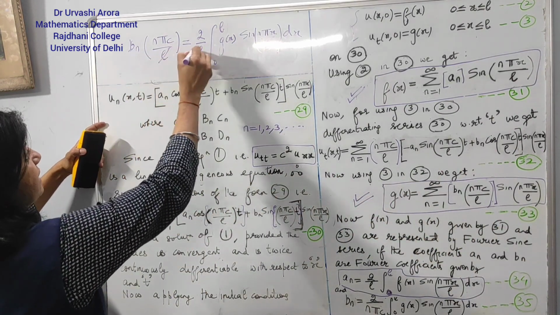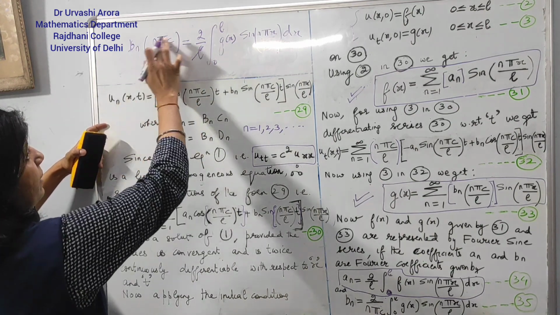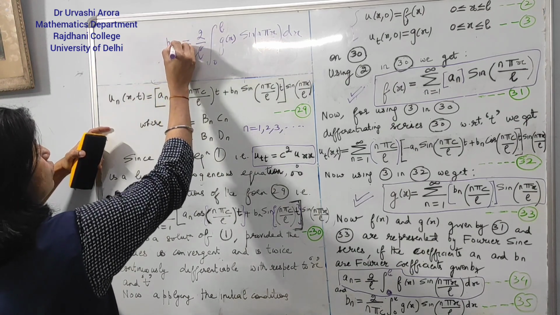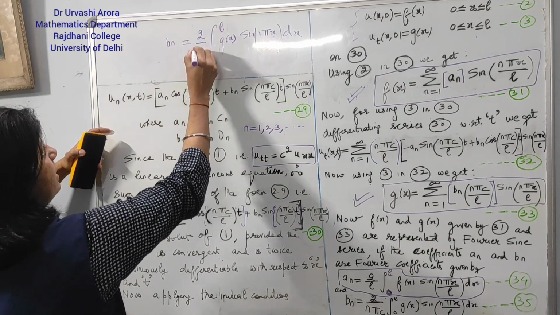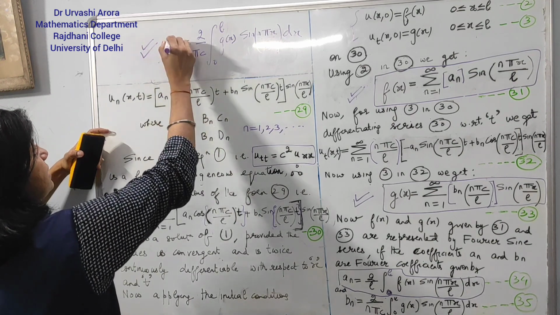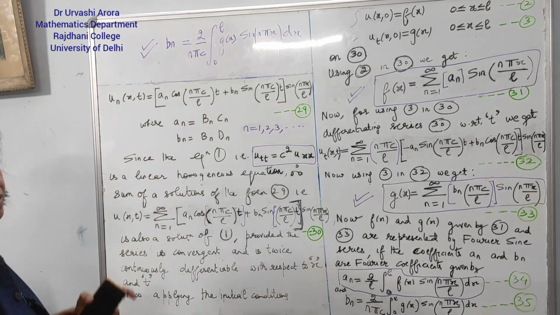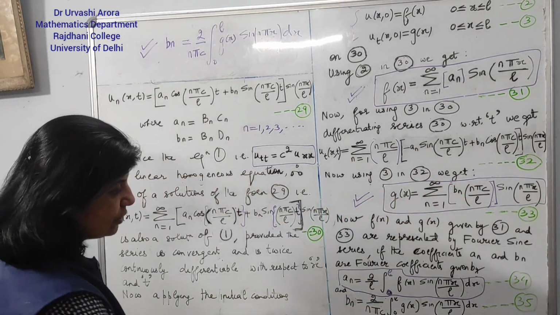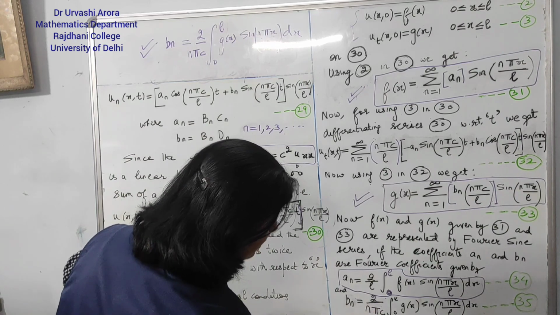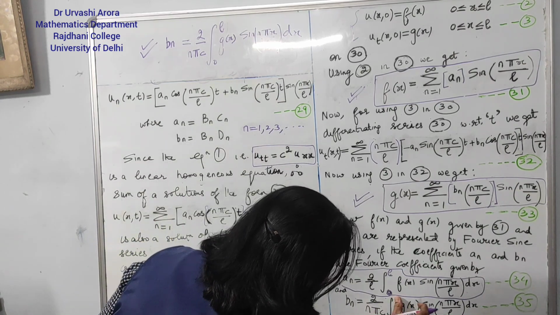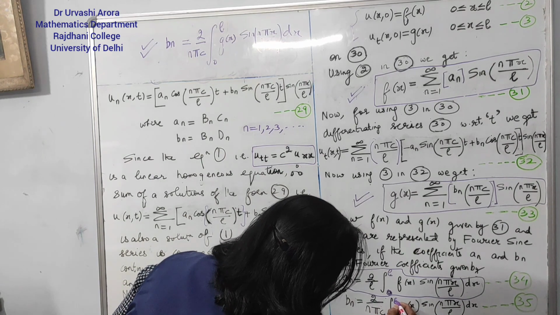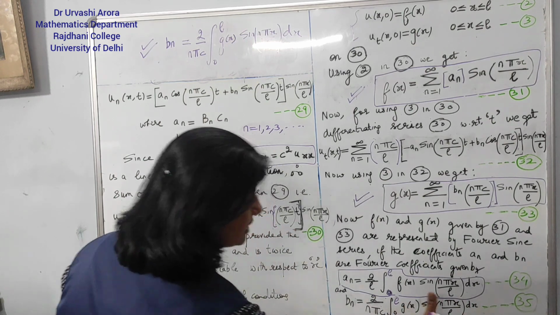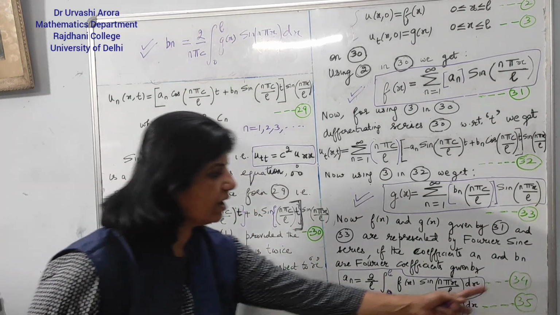And now l and l get cancelled out, and n pi c comes down, and so the value of b_n comes out to be 2 by n pi c, which means that this is the value the arbitrary constants b_n should have if this has to be a Fourier sine series. So this is what I have written: b_n is equal to 2 by n pi c integral 0 to L g(x) sin(n pi x by L) dx. So this we have marked as 34 and 35.